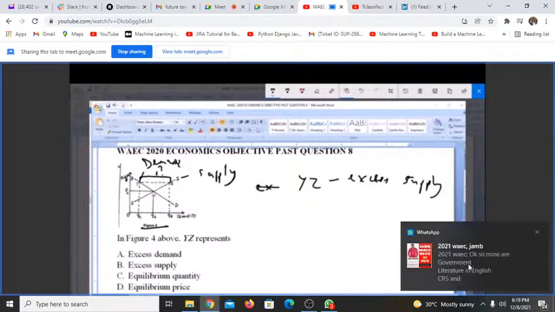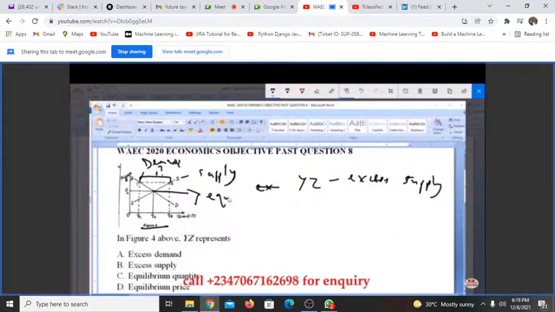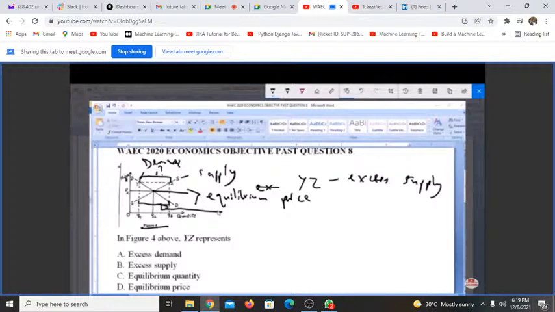And the point where these two curves intersect is known as the equilibrium price. And this portion below the equilibrium price is referred to as excess demand or shortage. So we have established that YZ, this portion here, line YZ, represents excess supply, and excess supply is option B, which is the correct answer to this question.